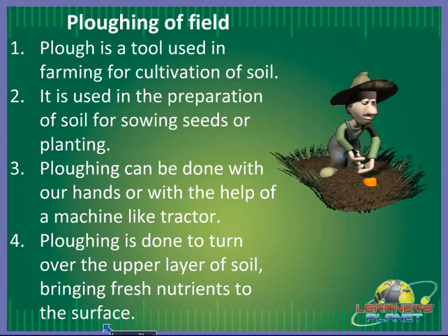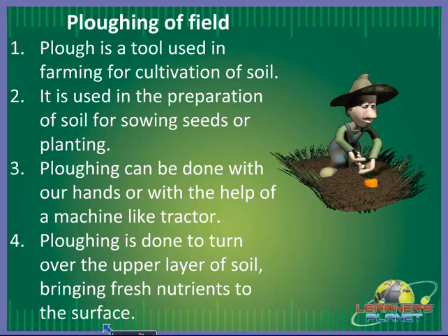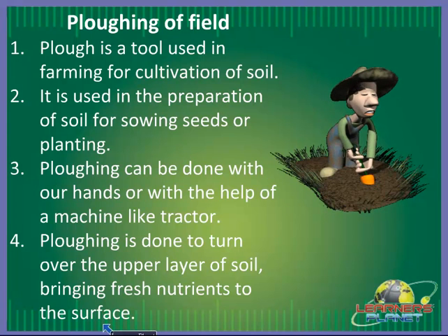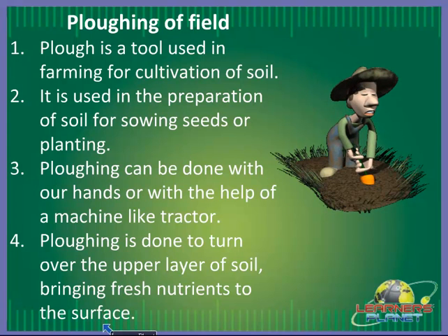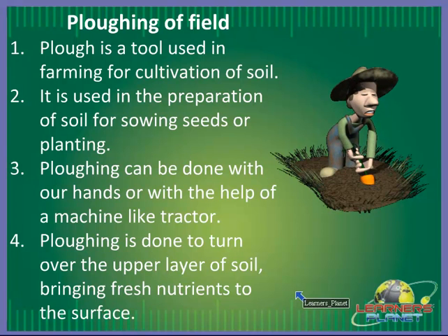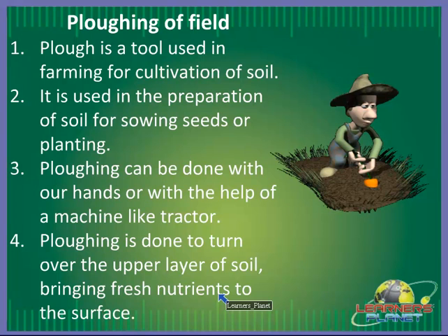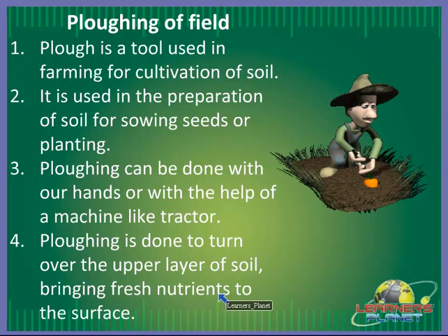So plowing is very important because it provides fresh nutrients to the surface of the soil, and then the soil plays an important role ahead in the growing of a tree, right? Okay children, so for the crops, plowing of fields is very important, and nutrients are also helpful for the growth and germination of plants.